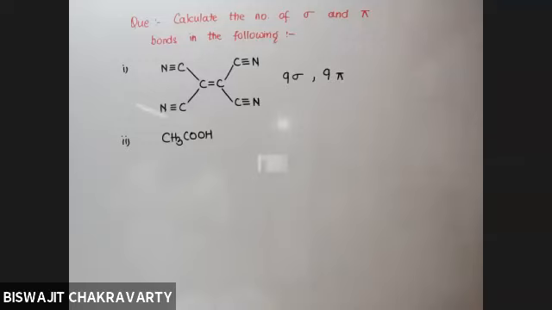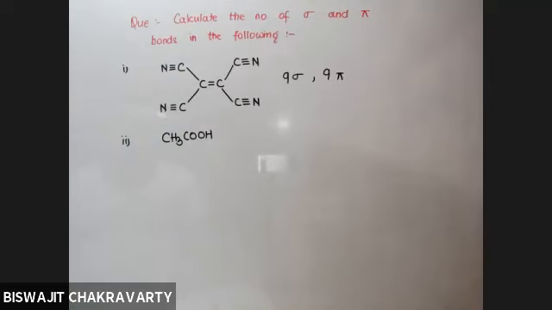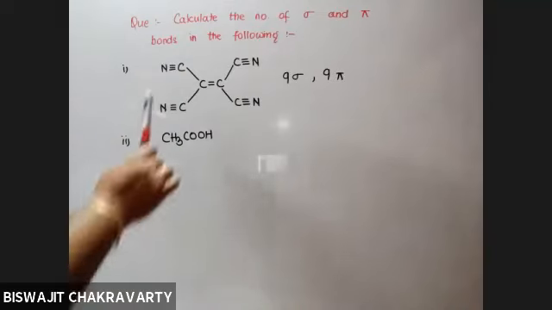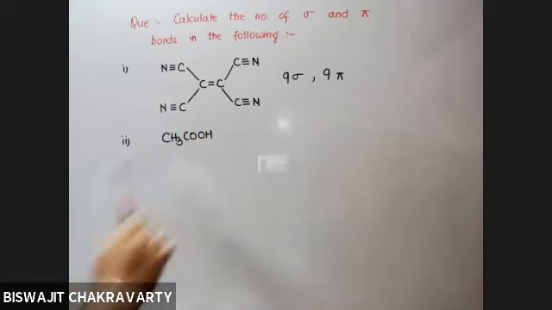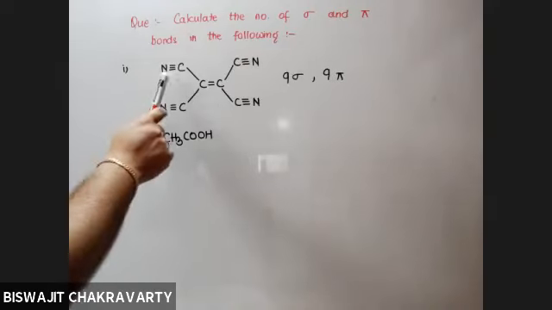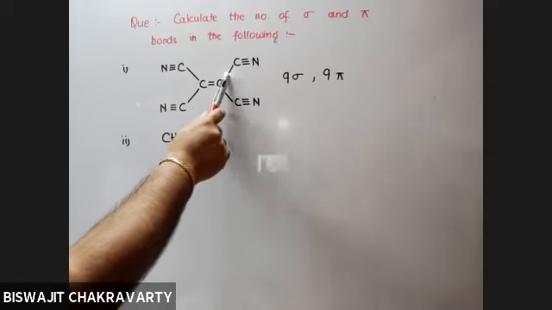Actually, can you explain how 9 sigma and 9 pi came? If there is a triple bond, how many pi bonds should you count? 2. So 2 plus 2, 4, plus 1, 5, plus 2, 7, plus 2, 9. Understood? Sigma, is it clear? Sigma is also the same, no? Sigma is 1 here, 1, 2, 3, 4, 5, 6, 7, 8, 9.